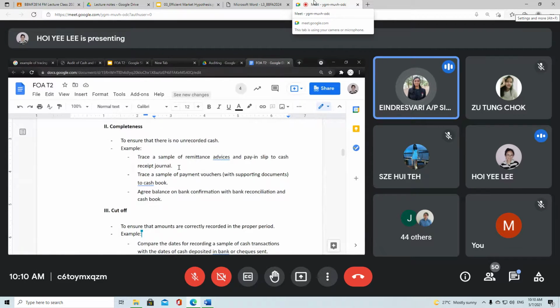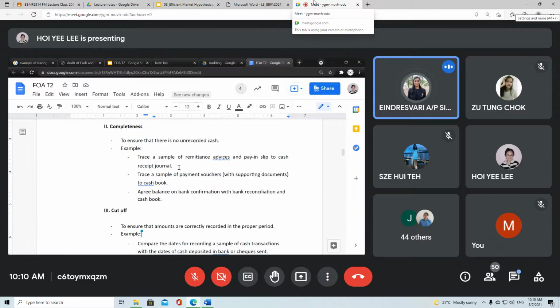Trace you are doing now is what? Tracing or vouching? The question clearly states tracing and vouching, right? Yes. So you must write tracing and vouching. I'm not interested to know whether to ensure unrecorded cash. All this is not relevant to the question. Trace a sample of remittance advice and pay in slip to cash receipt journal.